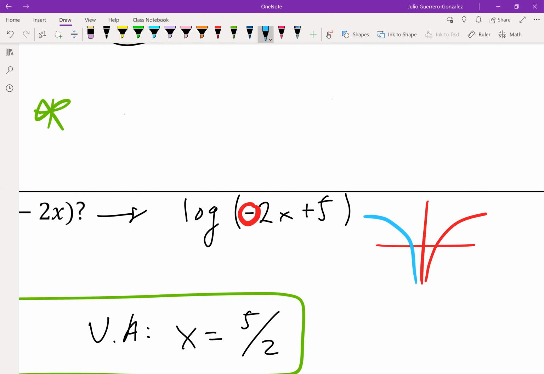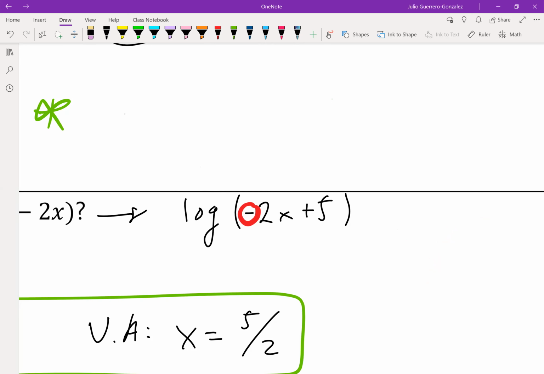So if it were on the outside, it'd reflect over the x, right? Exactly. If you had negative log of x, then you would have something that did this.